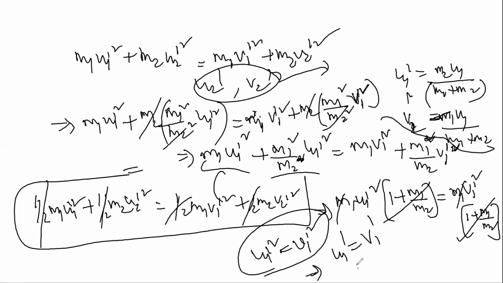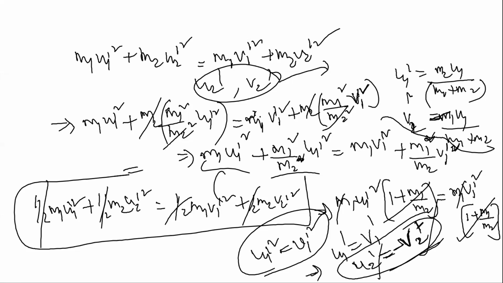So what I'll get from this? u2 dash equal to minus v2 dash, right? So u1 dash equal to v1 dash means u2 dash equal to minus v2 dash. It's in the opposite direction. Hence, in the center of mass frame, the magnitudes of velocity of the particles remain constant, but the direction will be changed, that is u2 dash equal to minus v2 dash.